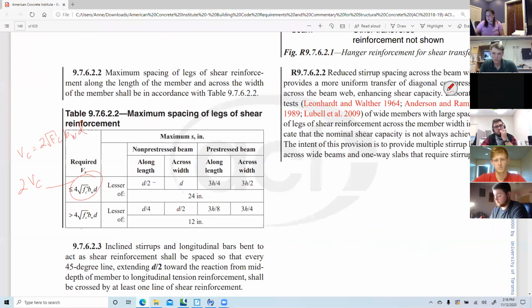Right, and we're here because we don't need more than double the amount from the concrete. So it's the lesser of d over 2. That's along the length. We're not across the width, but along the length. Lesser of d over 2 or 24 inches. So d over 2 wins because it's 27 divided by 2, or 13.5.